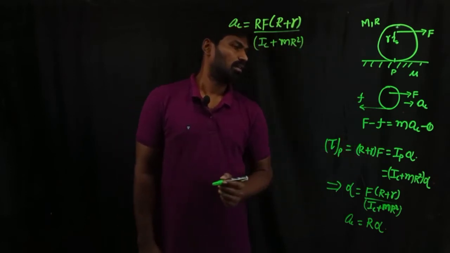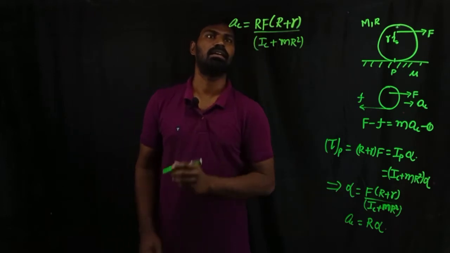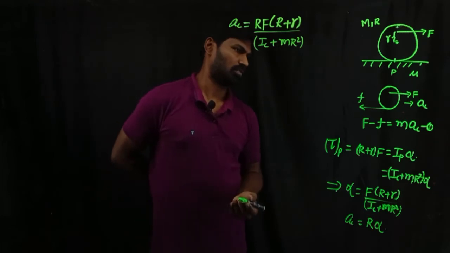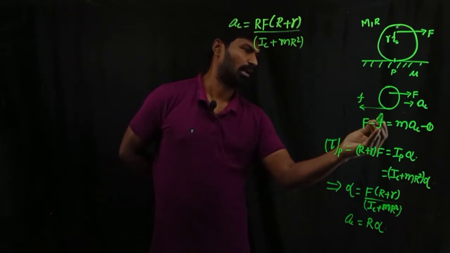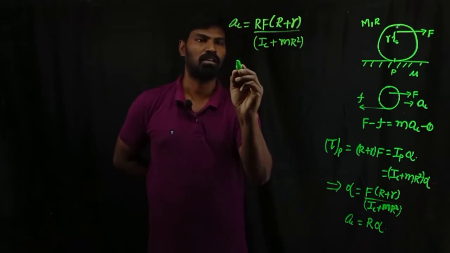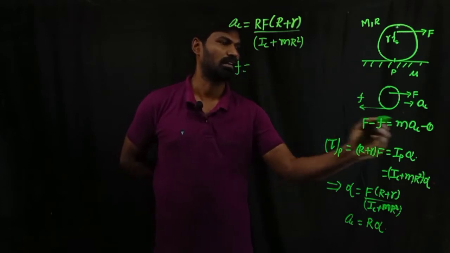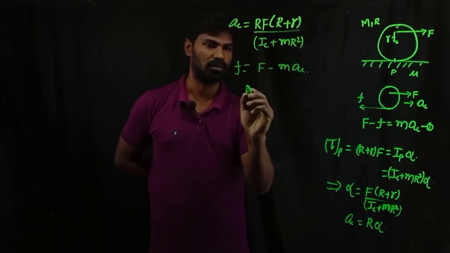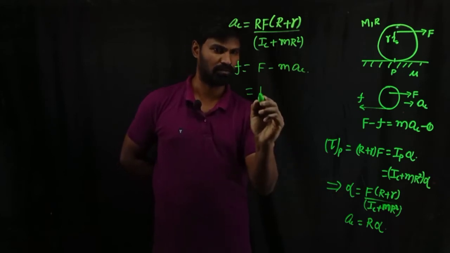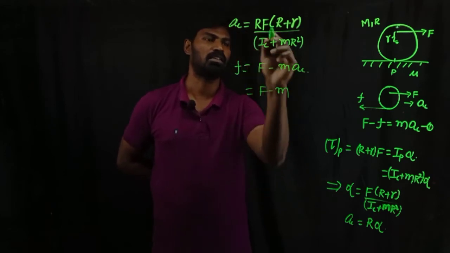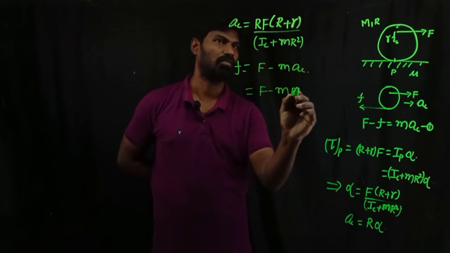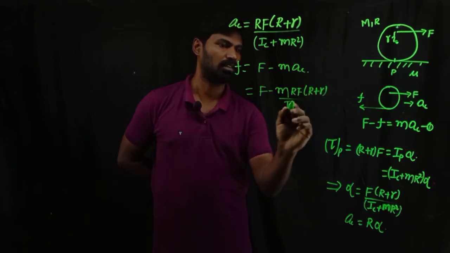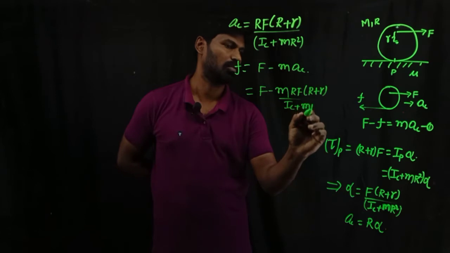So from this expression, I calculated the acceleration of center of mass. Now, how to find out the direction of frictional force? For that purpose, I am going back to expression number 1. Therefore, the frictional force acting on the body, f, is equal to F minus M into AC, that is, F minus M into acceleration of center of mass, which is F into capital R plus small r divided by IC plus small m into r square.